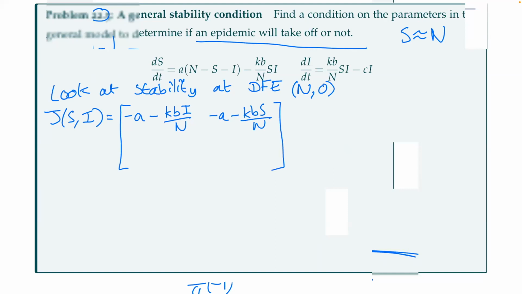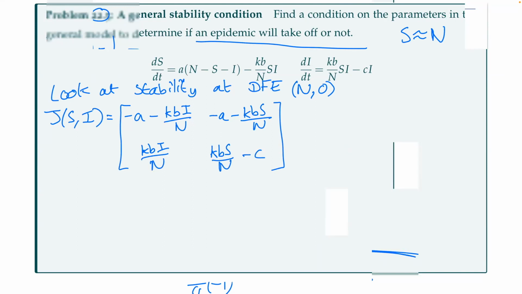In the second row, we take the second function, so dI/dt, take the partial of that with respect to our first variable S. So there is just going to be kb I over N. And then lastly, our second function, dI/dt, partial derivative of that with respect to our second variable I. So kb S over N minus c. So that's our general Jacobian.